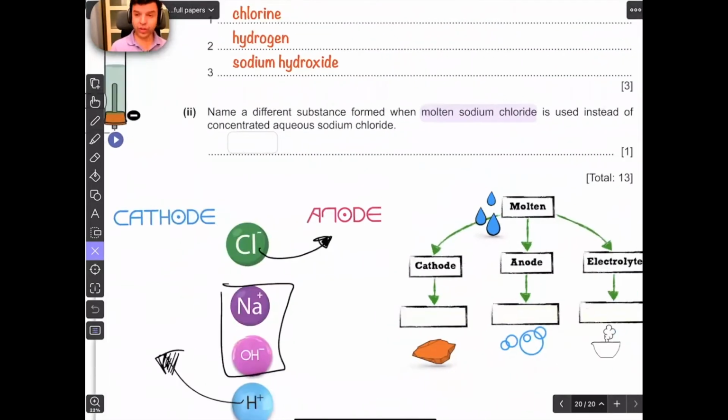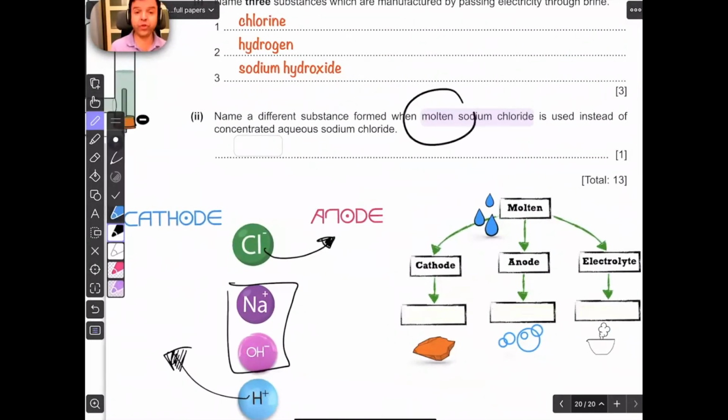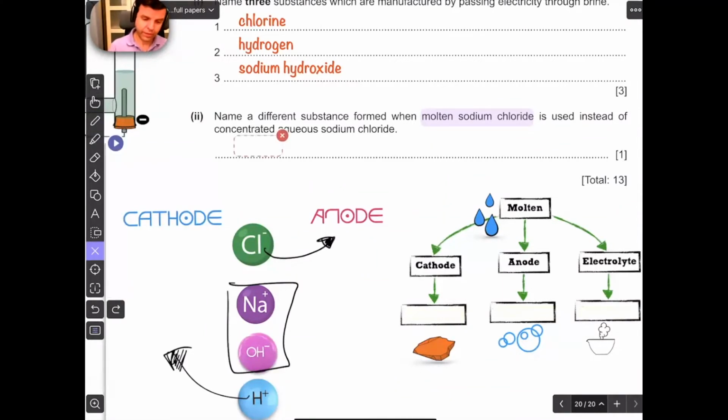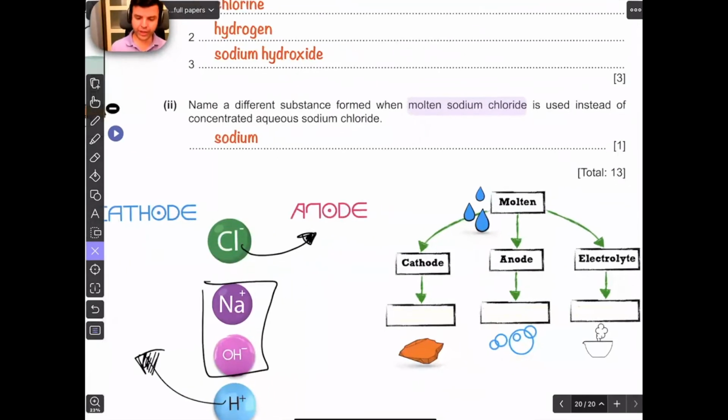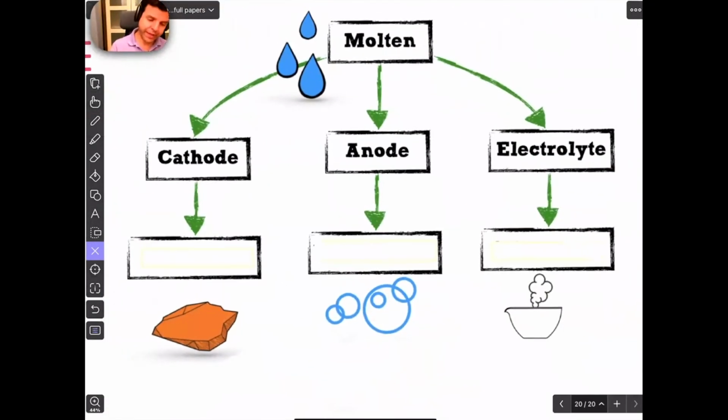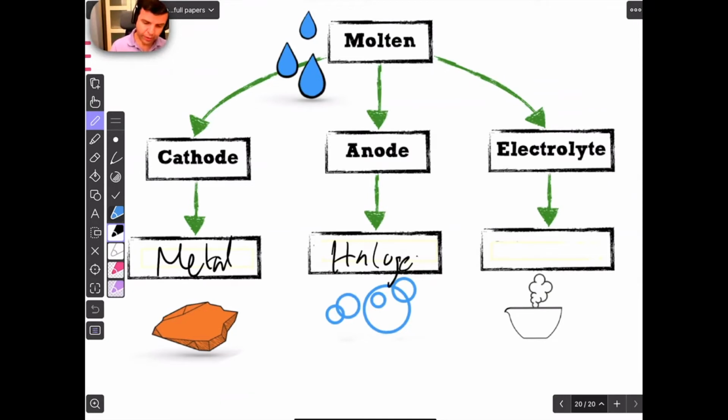Now, question, if this was molten sodium chloride, how would the products change? So how would the products change in this case if it was molten? Isa? You'd have sodium that forms at the cathode. Very good. So the cathode would form sodium in this case. Again, if it was molten, then the cathode is going to be the metal. The anode would always be a halogen. All right. And the electrolyte gets used up. That's the case if it was molten.